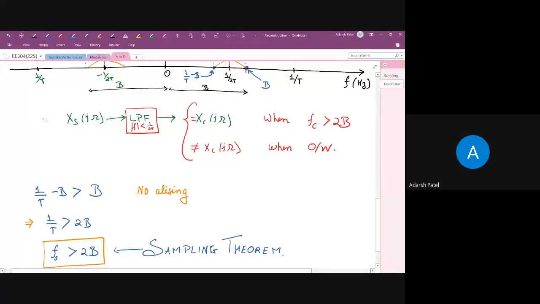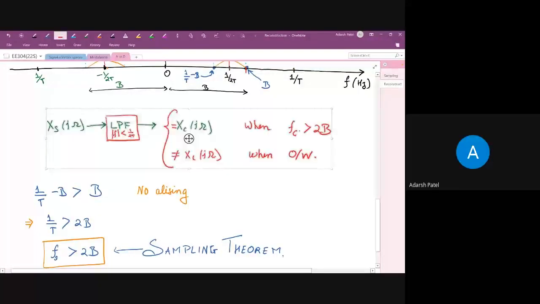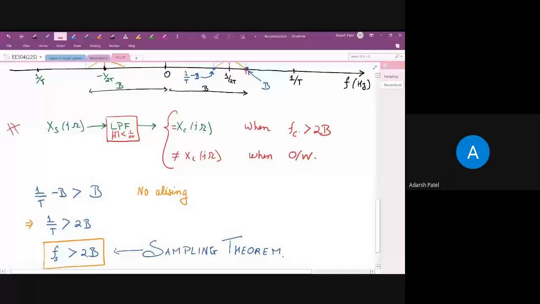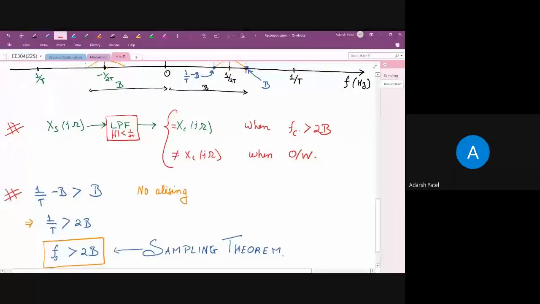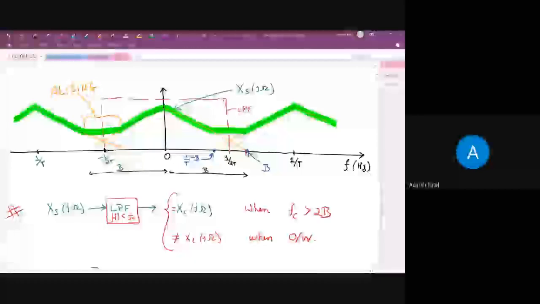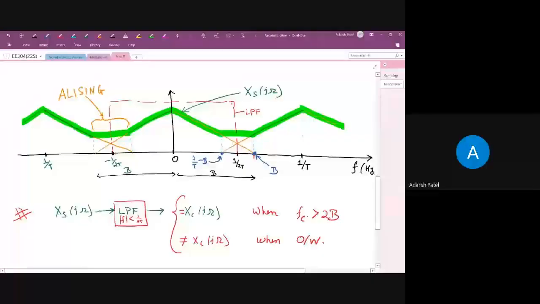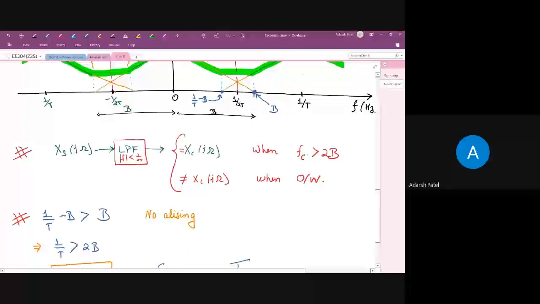Are these points clear to everyone, what we have just done? Anyone who has any doubt here? Yes. Are these points clear to everyone? Yes sir, or no? Yes. So at the Nyquist rate, what will happen?